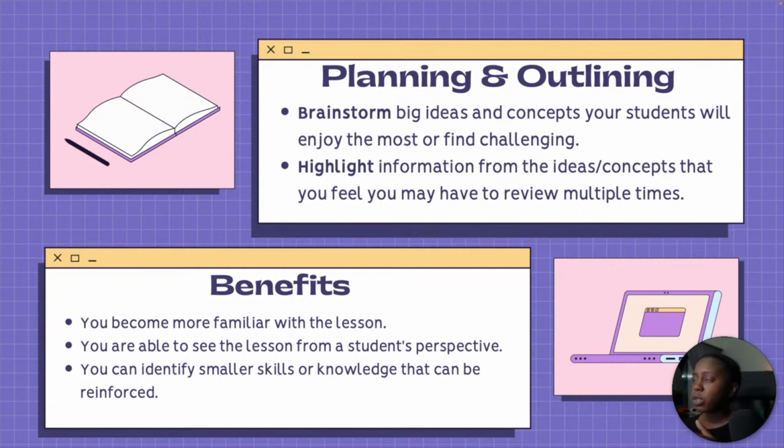The next thing we want to do as we're picking all of those things out is highlight the information from the ideas and concepts that you feel you may have to redo multiple times. Like I said a little bit earlier, jumping jacks, push-ups. If you are in the classroom, maybe it's certain formulas you want to bring up for math, or just what a noun is, what a verb is, if you're teaching English. You want to pull out those things that are repetitive and just make note of that.